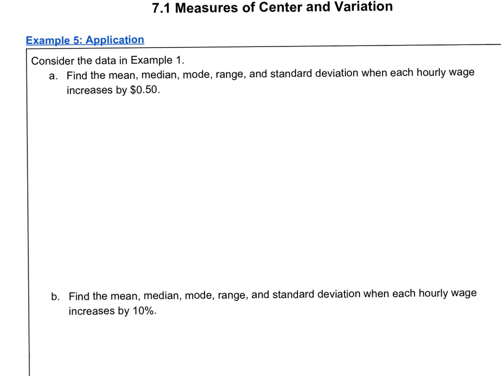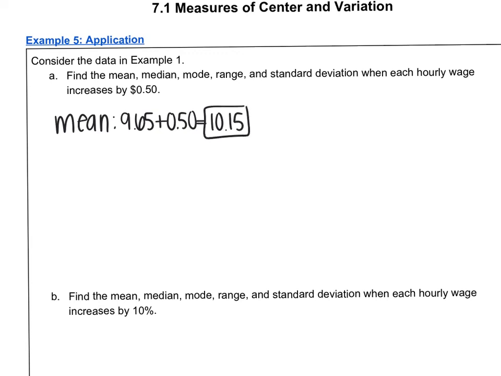One way that we can find the mean after each of the values is increased by 50 cents is to actually just take the mean that we found in example 1 and increase it by 50 cents. So back in example 1, we calculated that the mean was $9.65. If I want to find the new mean, I'll add 50 cents to that. My new mean is $10.15. Same thing with the median and the mode.